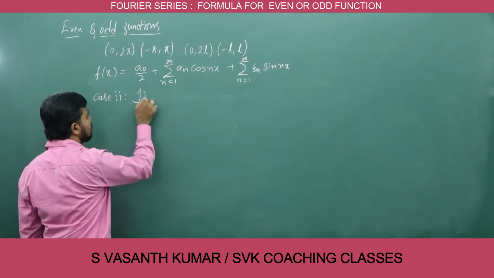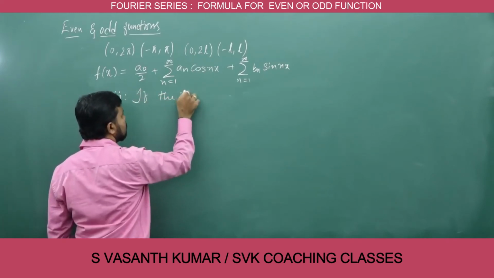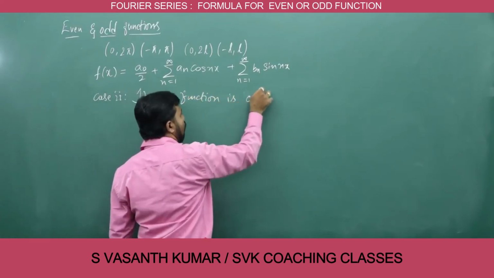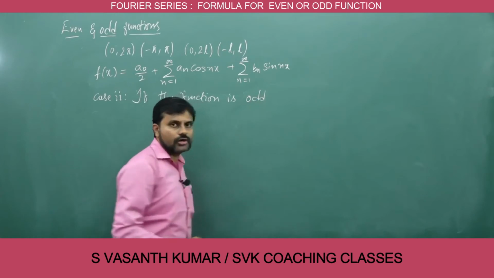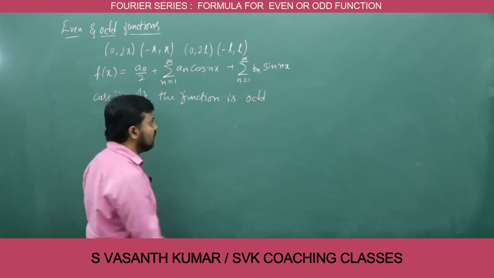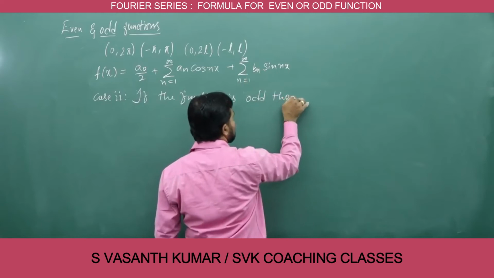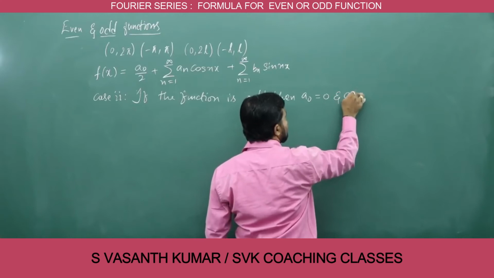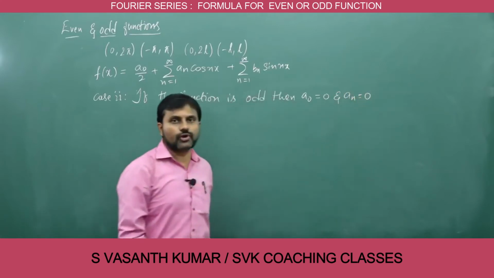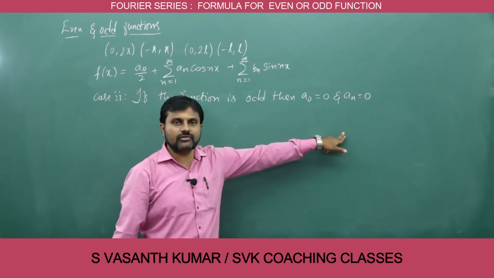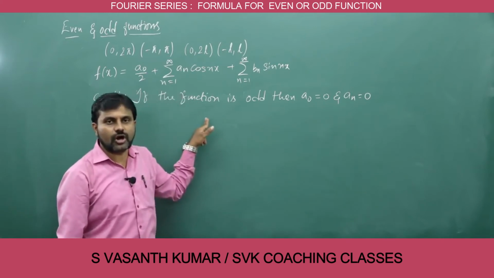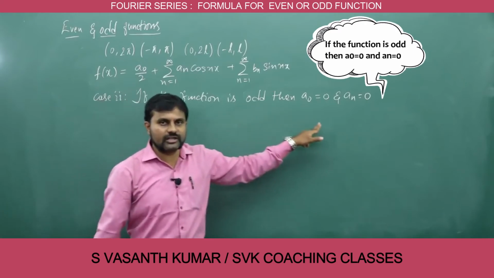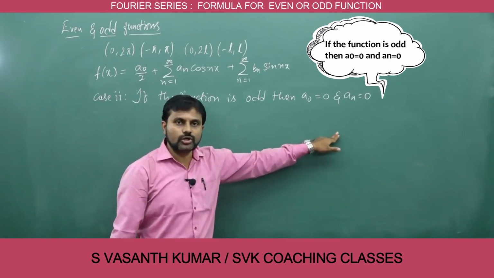Now I will go for case 2. If the function is odd function, then a naught equal to 0 and an equal to 0. The Fourier coefficients a naught and an will be 0 if the function is odd function. Once you came to know that the given function is odd function, directly you can say that a naught and an is equal to 0.